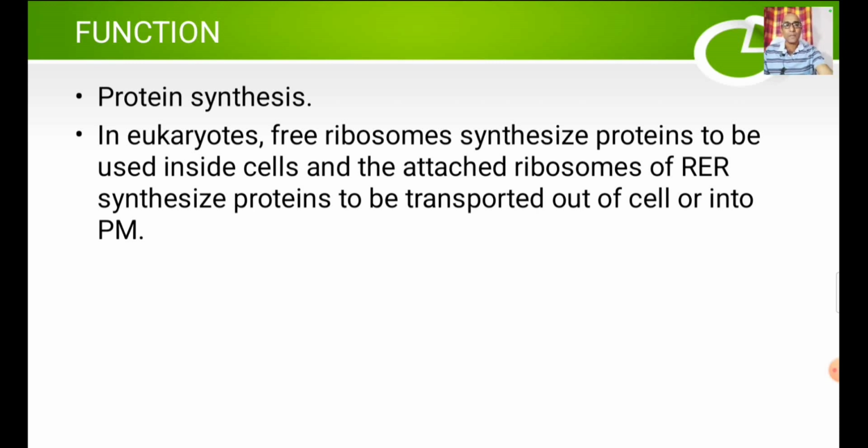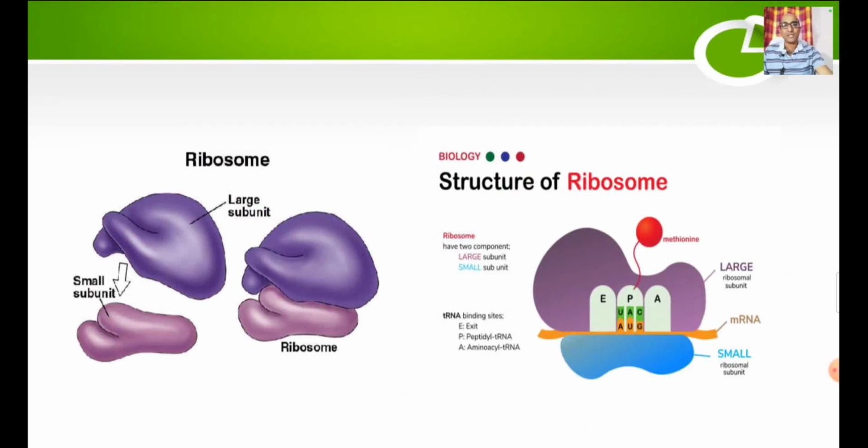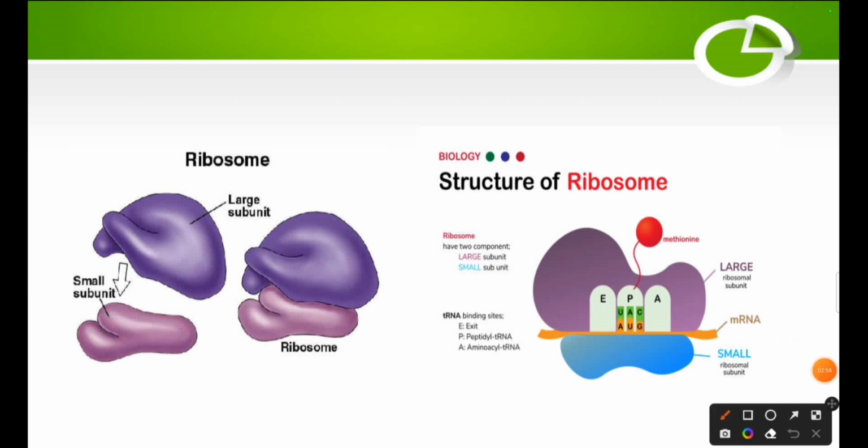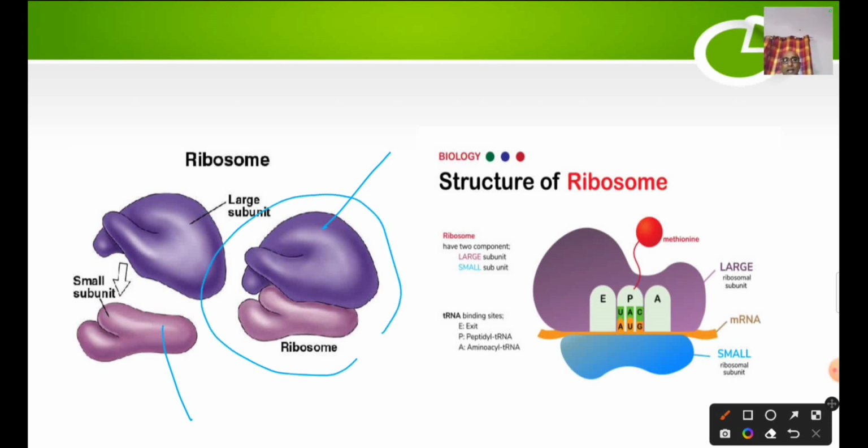Now let us come to the diagram of the ribosome. As you can see here, the ribosome consists of a smaller subunit and a larger subunit. This one is the larger subunit and this one is the smaller subunit. When these two subunits get associated, they form a dimer. This is the dimer.